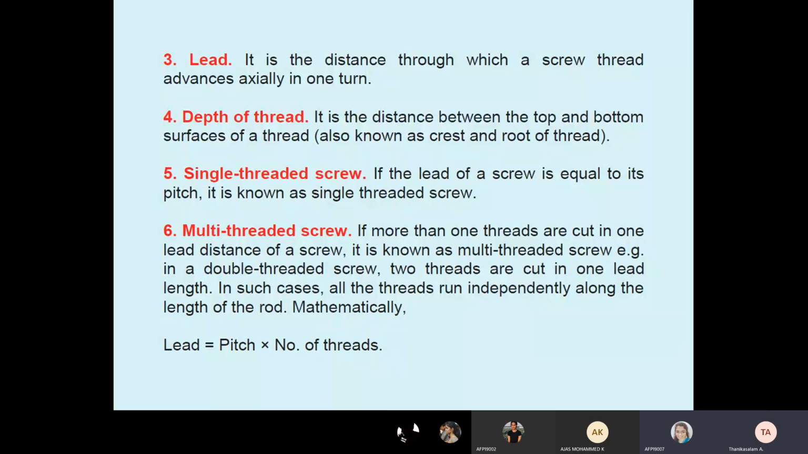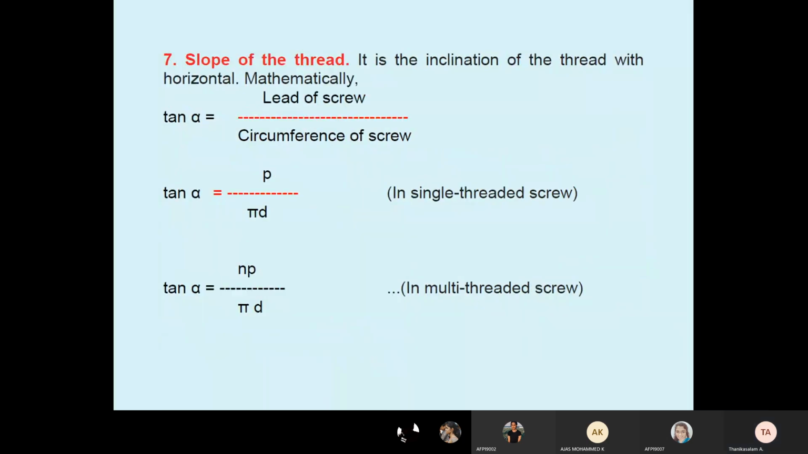So here lead is very important. Lead means it is the distance through which the screw thread advances actually in one turn. See, if you are rotating one turn, how much does it advance on the thread? That is why it is the distance through which the screw thread advances in one turn. So lead equals pitch into number of threads.